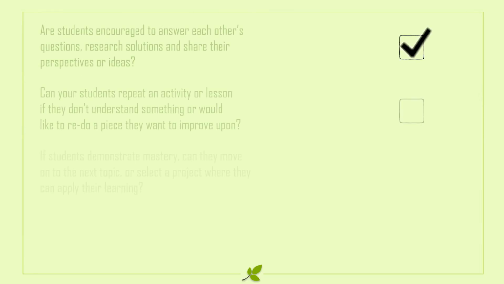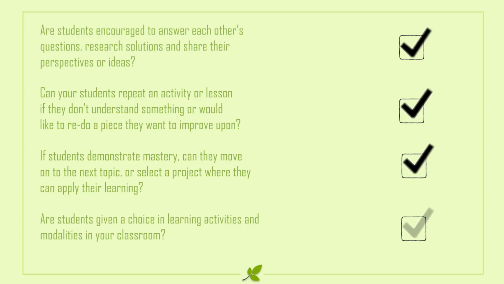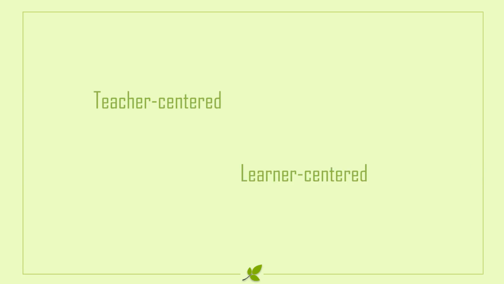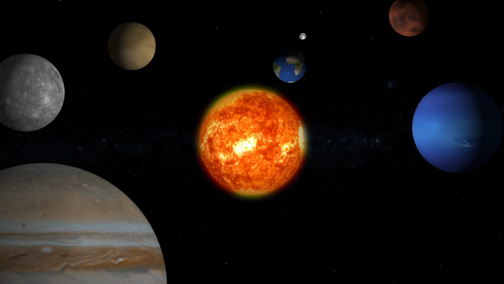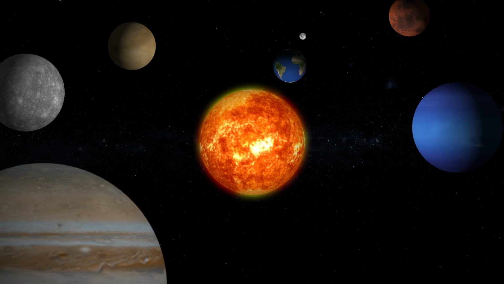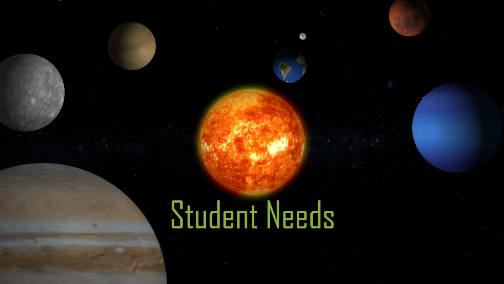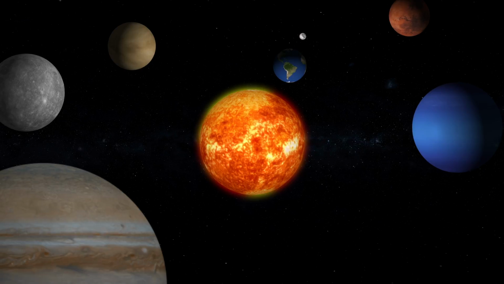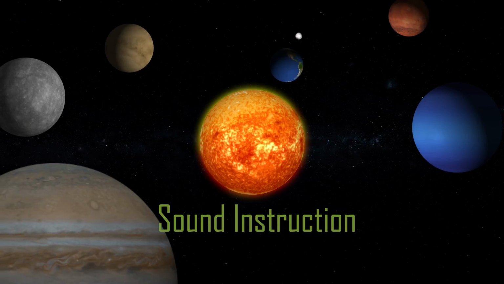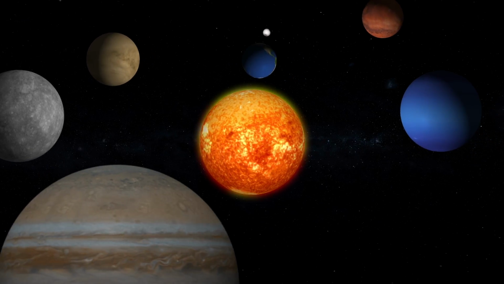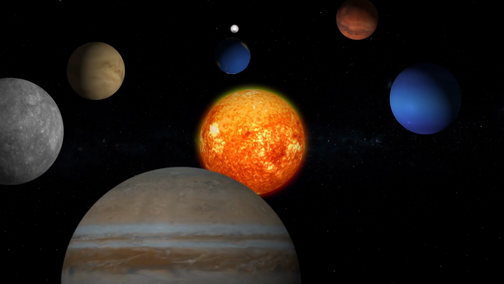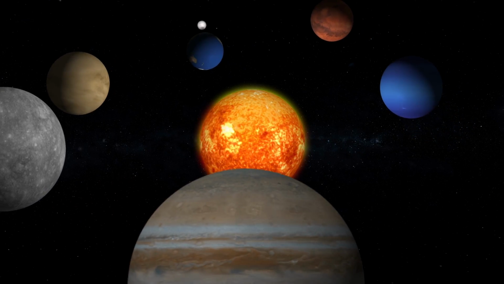If you answered yes to most of these questions, it sounds like your classroom is more focused around students and the lessons revolve around them. It is likely that your classroom is orbiting somewhere between teacher-centered and learner-centered. Sometimes your environment, activities, and lessons revolve around student needs, and sometimes they revolve around your knowledge and need to deliver sound instruction. In order to make your environment more student-centered and increase student engagement, here are 5 easy things you can implement.